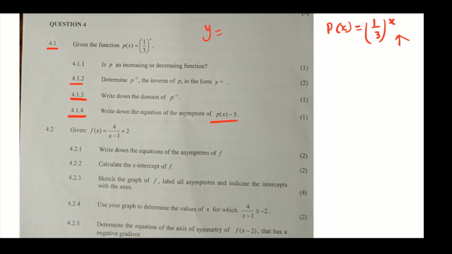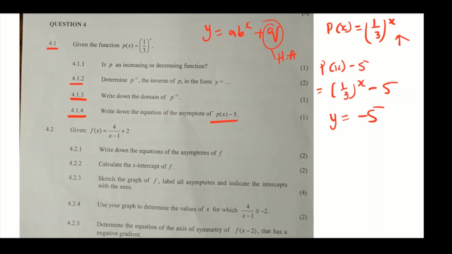Remember I said y is equal to ab to the power of x plus q is our standard form of an exponential function, and q is our asymptote, which is the horizontal asymptote. But in this case, it's 0. So we are asked to write down the equation of the asymptote of p of x minus 5. So p of x minus 5 is equal to 1 over 3 to the power of x minus 5. To write down the equation of the asymptote, we're just going to say y is equal to minus 5. That is the horizontal asymptote, by the way. So we are done solving this problem here.